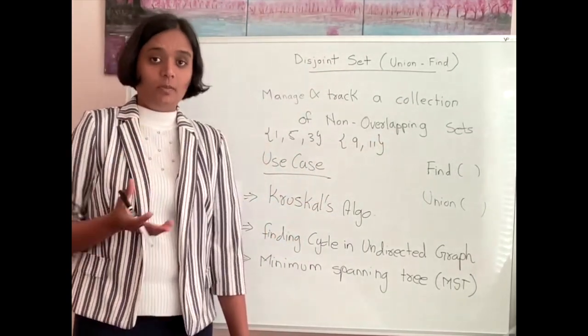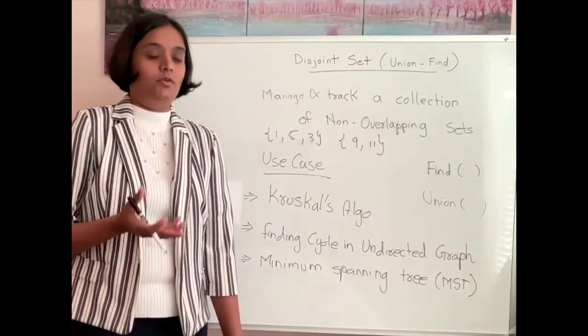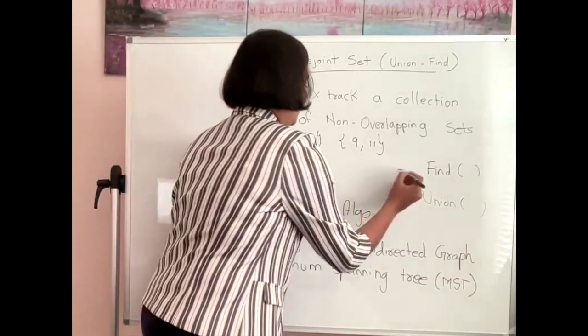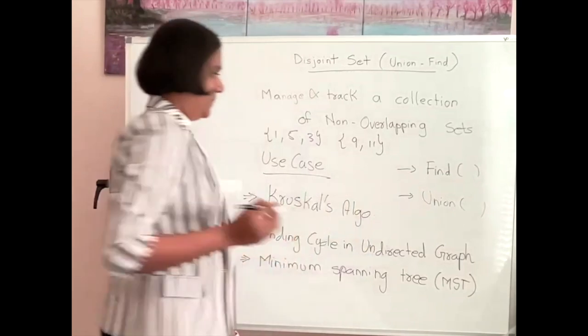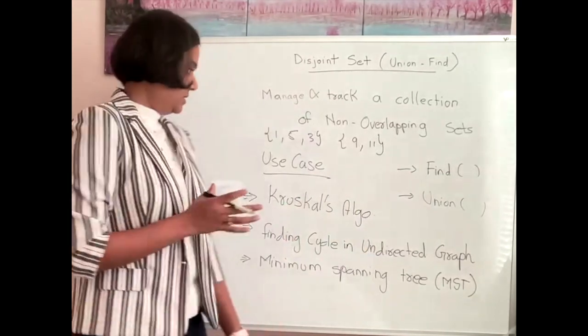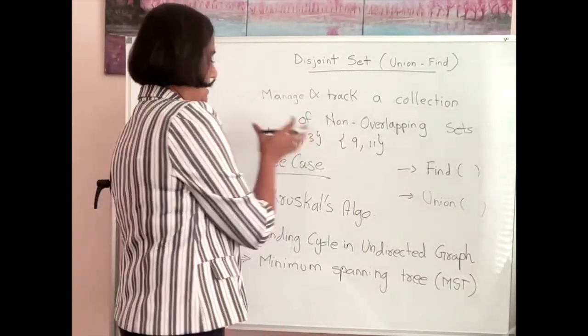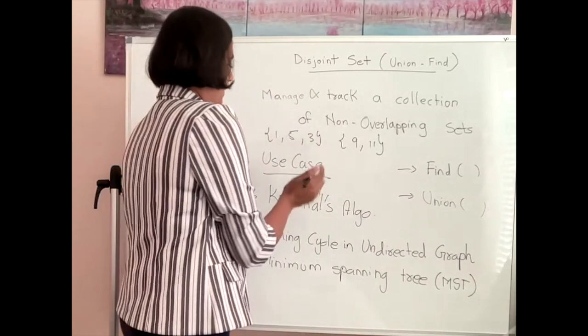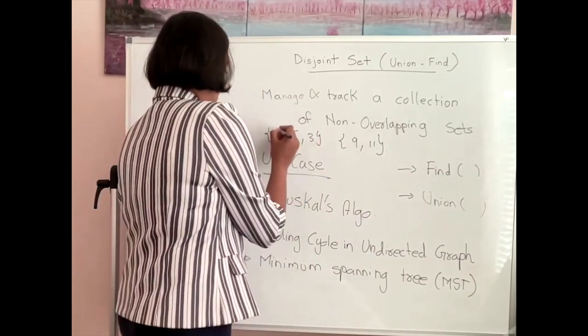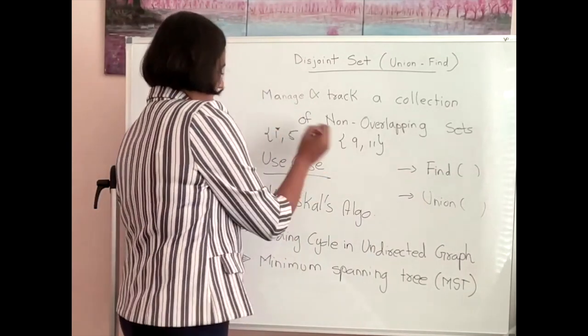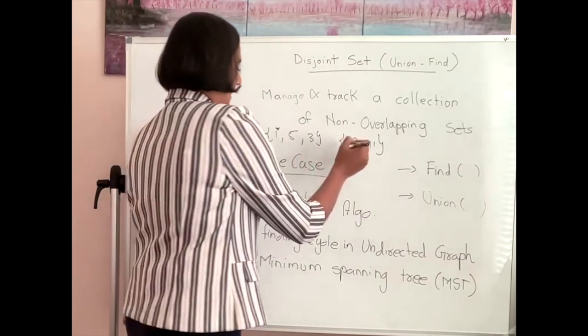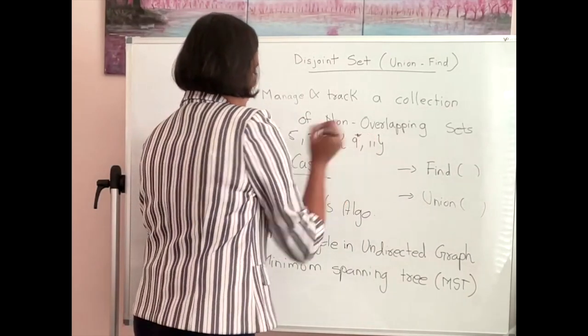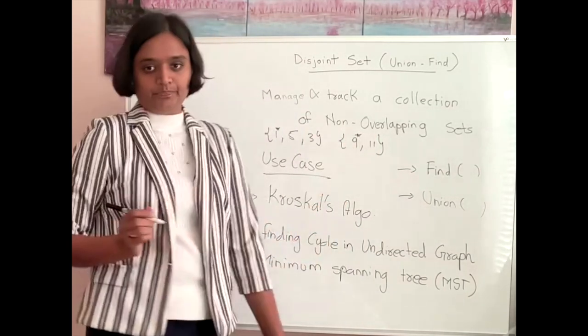So what are the different operations that this data structure performs? Mainly two, find and union. Find helps us identify which set the element belongs to. For example, find 3, if 1 is the representative of this set, would return 1. Find 9, if 9 is the representative of this set, would return 9.